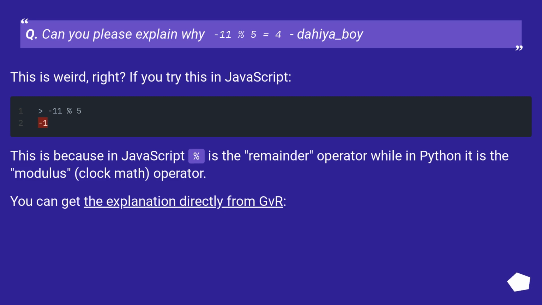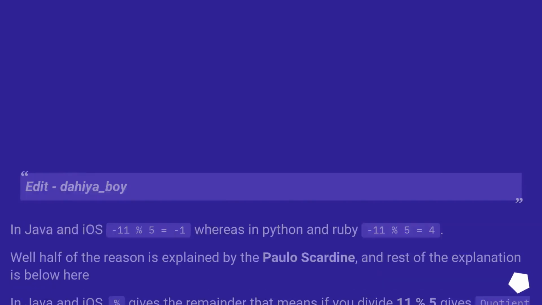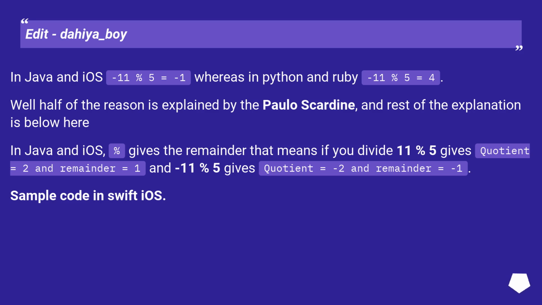You can get the explanation directly from GvR. Edit, ear_voil. In Java and iOS, -11 % 5 equals -1, whereas in Python and Ruby, -11 % 5 equals 4. Well, half of the reason is explained by Paolo Scardin, and the rest of the explanation is below here. In Java and iOS, percent gives the remainder, that means if you divide 11 % 5, it gives quotient equals 2 and remainder equals 1, and -11 % 5 gives quotient equals -2 and remainder equals -1. Sample code in Swift iOS.